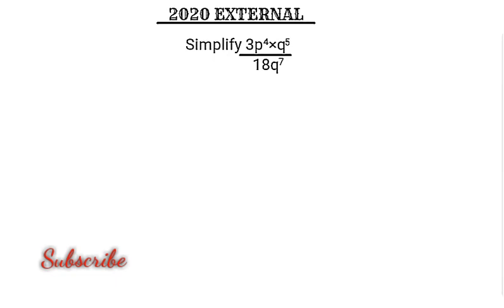So this is the question that came. Students were asked to simplify 3p raised to the power 4 multiplied by q raised to the power 5, divided by 18q raised to the power 7. So what I'm going to do is write this expression down here. I will also ask you students or viewers to try to work this one out. So pause the video, work it out, and write your answer in the comment section.